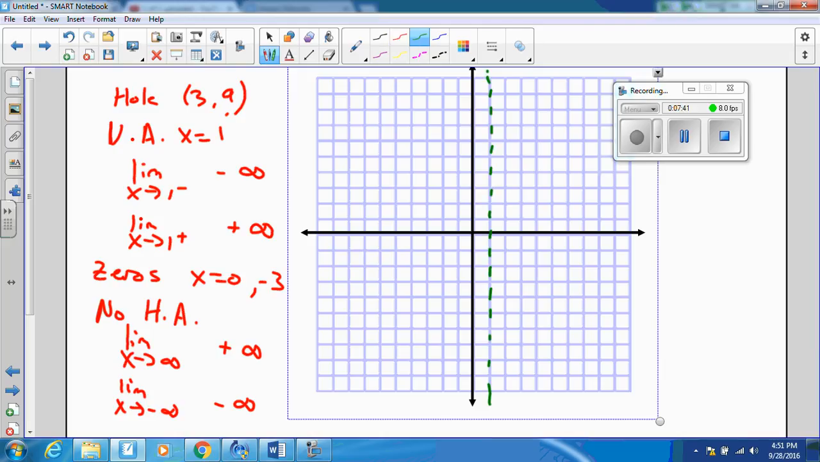Here comes the asymptote. So, we are going to go down on the left and up on the right according to the information from our limit. We're going to plot two zeros at x equals 0 and x equals negative 3. And we are going to plot our pole at 3, 9. That's quite interesting.